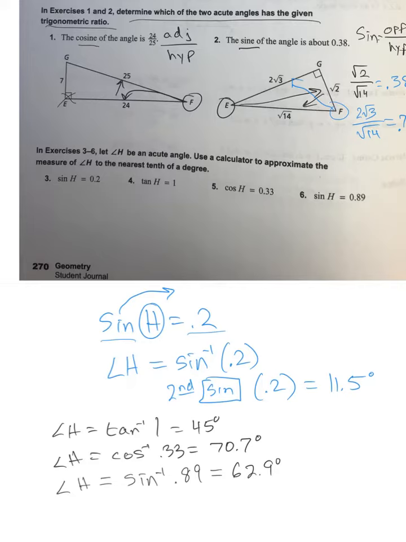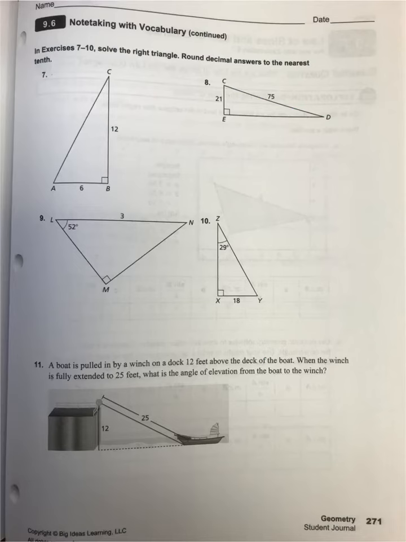All right, so that's how you change numbers into degrees. Let's go to the next page. Now we're going to do solving a triangle, which means it wants to know all the answers that you can give me. If I look at this triangle here, I can figure out what the hypotenuse is by using the Pythagorean Theorem. So I could do 6 squared plus 12 squared is equal to the hypotenuse squared.